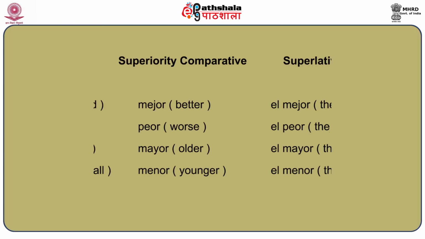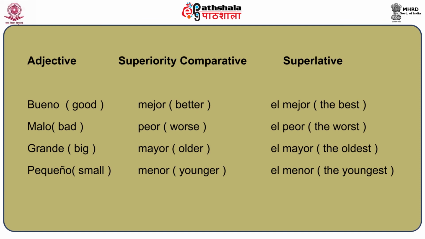Now, although all the adjectives can be compared as per the rule mentioned above, there are some exceptions, like bueno. So if you want to say better, you will not say más bueno, but you will say mejor. And if you want to say best, you will not say más mejor, but you will say el mejor. Same way, malo is bad, worse is peor, and worst is el or la or los or las peor or peores. Same way, grande is big, older is mayor, and oldest is el mayor. And pequeño is small, so younger will be menor and youngest will be el menor.